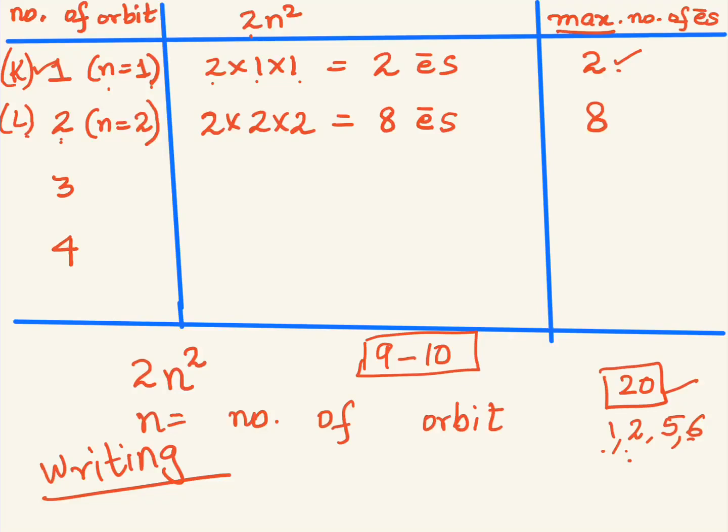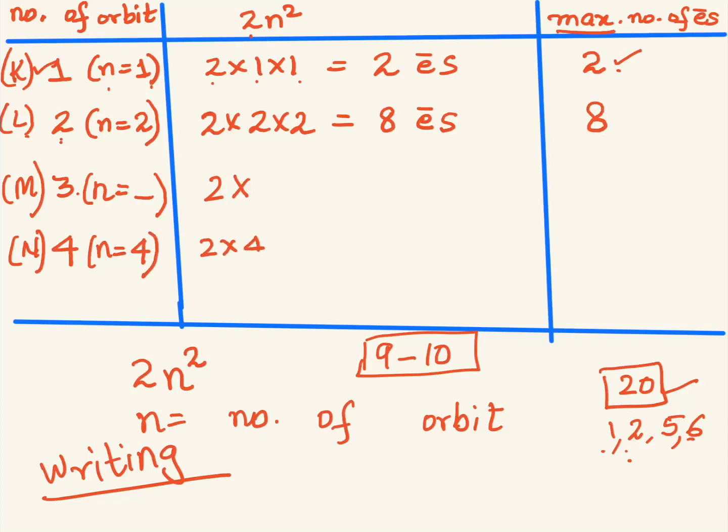3. The third orbit, that means we are talking about the M shell. So what will be the value of n over here? And what will be the maximum number of electrons present in the third orbit? Calculate. Go on to the fourth orbit. n is equals to 4. That means n is equals to, correct, 4. So what is the maximum number of electrons present in the fourth orbit? Please calculate. So what do we get over here?